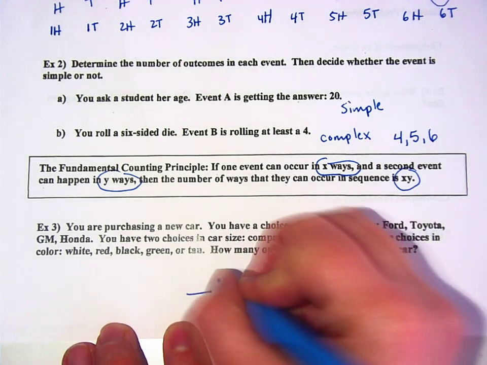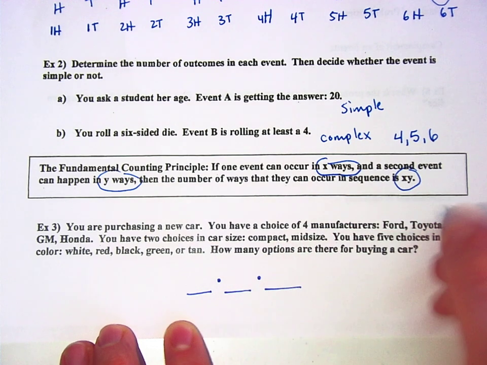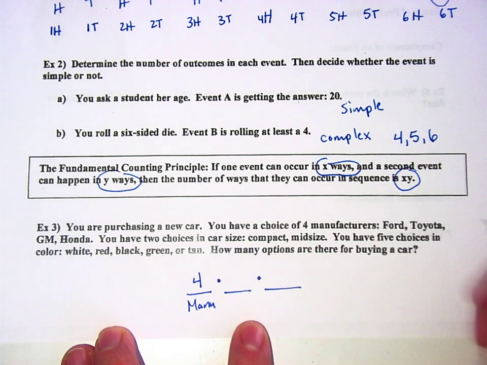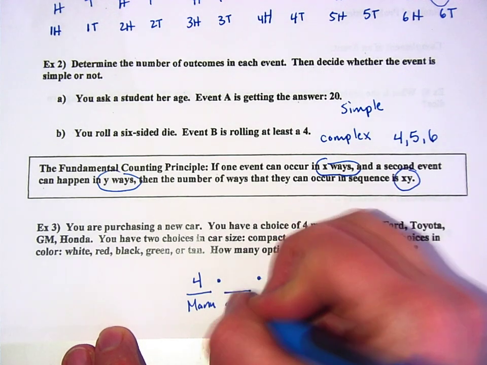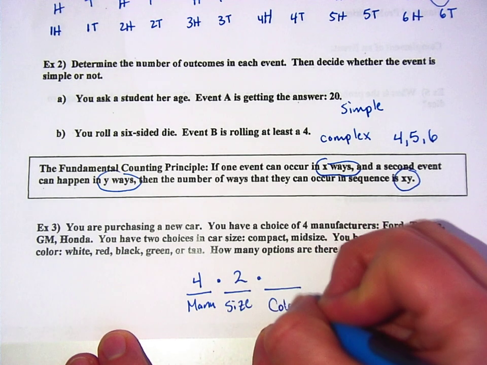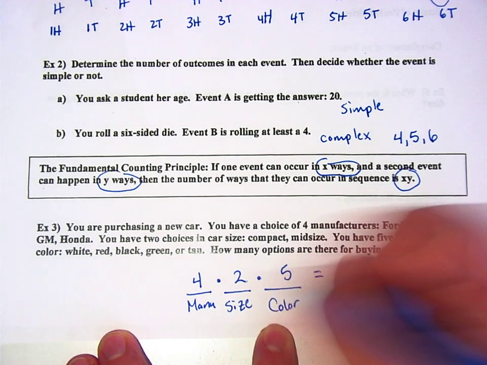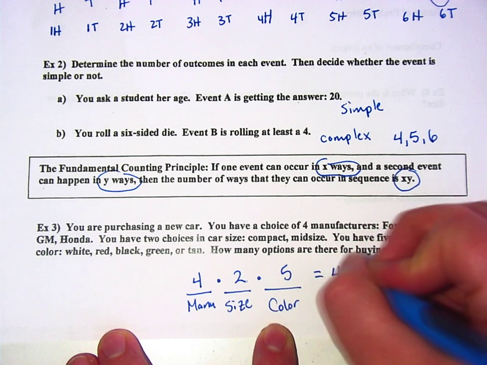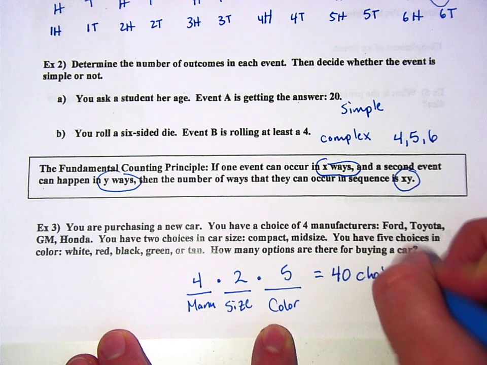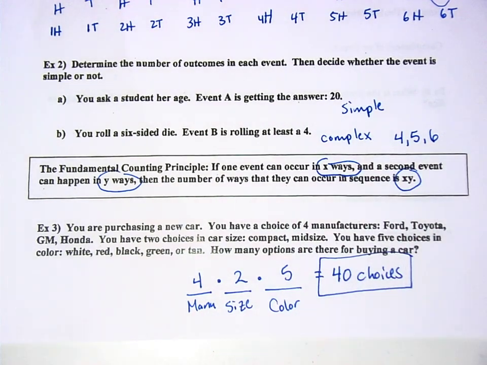You could also think about it this way with the fundamental counting principle. First thing is your manufacturer. We got 4 choices there. And then we've got the size, and we had 2 choices there. And then we had the color, and that was 5 choices. So this is 4 times 2 times 5, 40 possibilities. And Georgia just said one of the possibilities, which was Toyota, compact, white. But there are 40 possible choices.